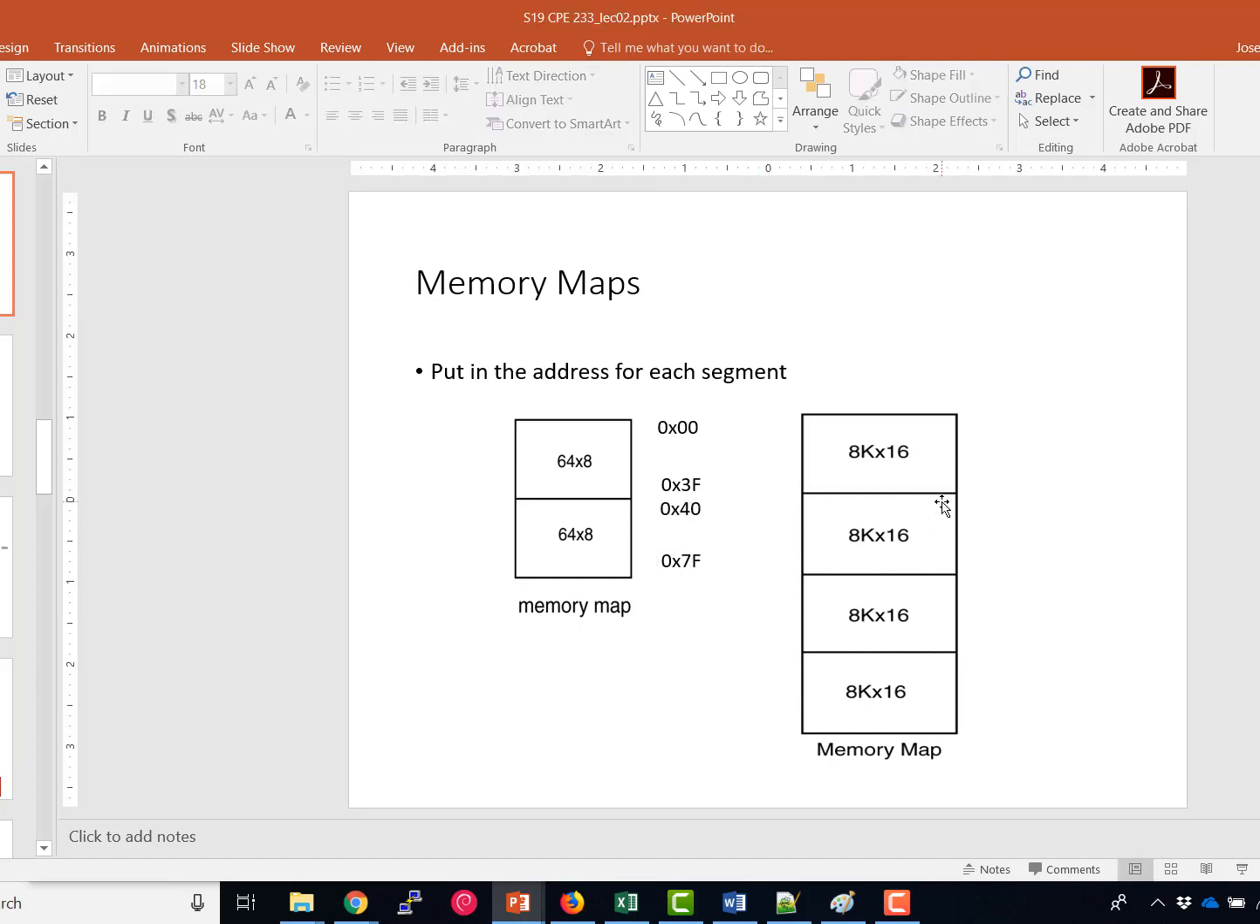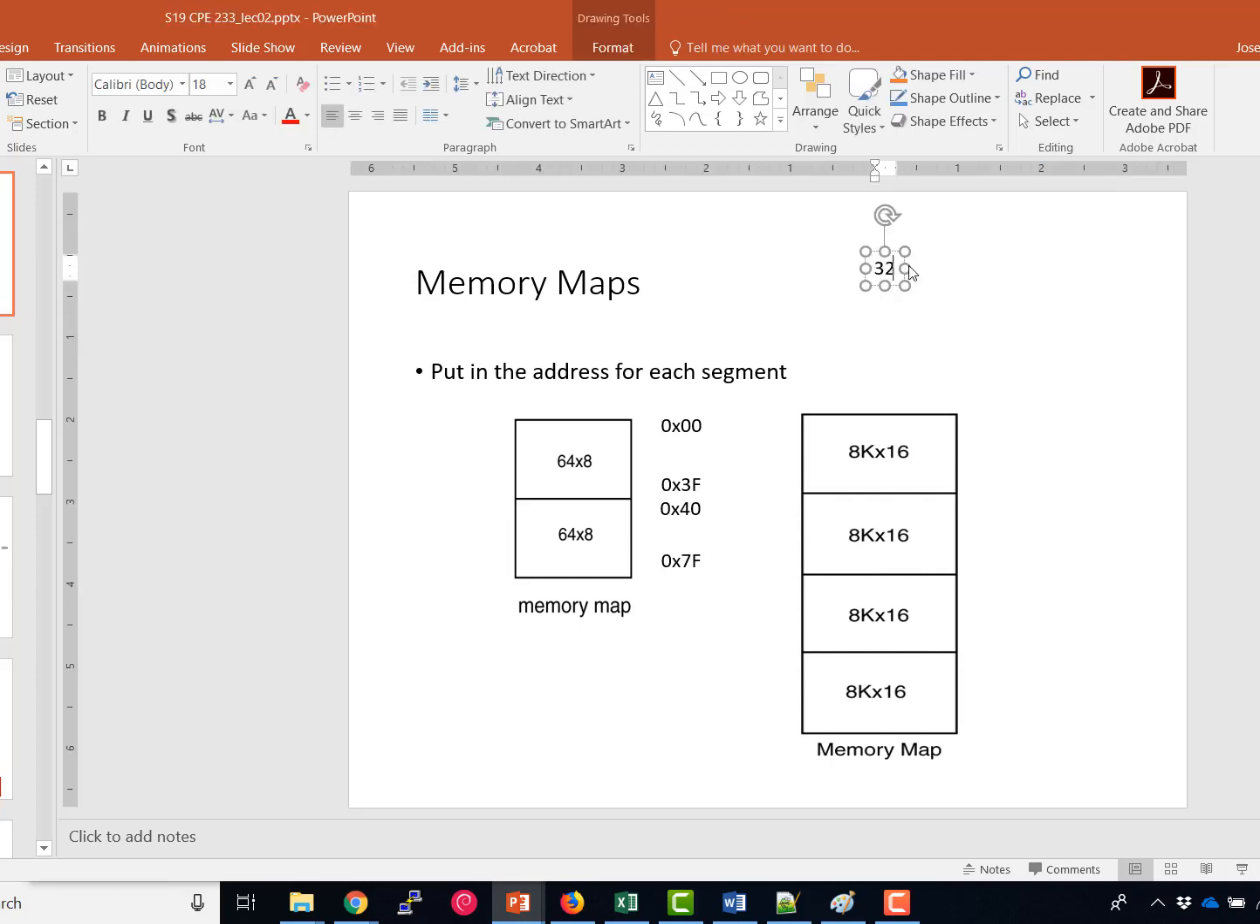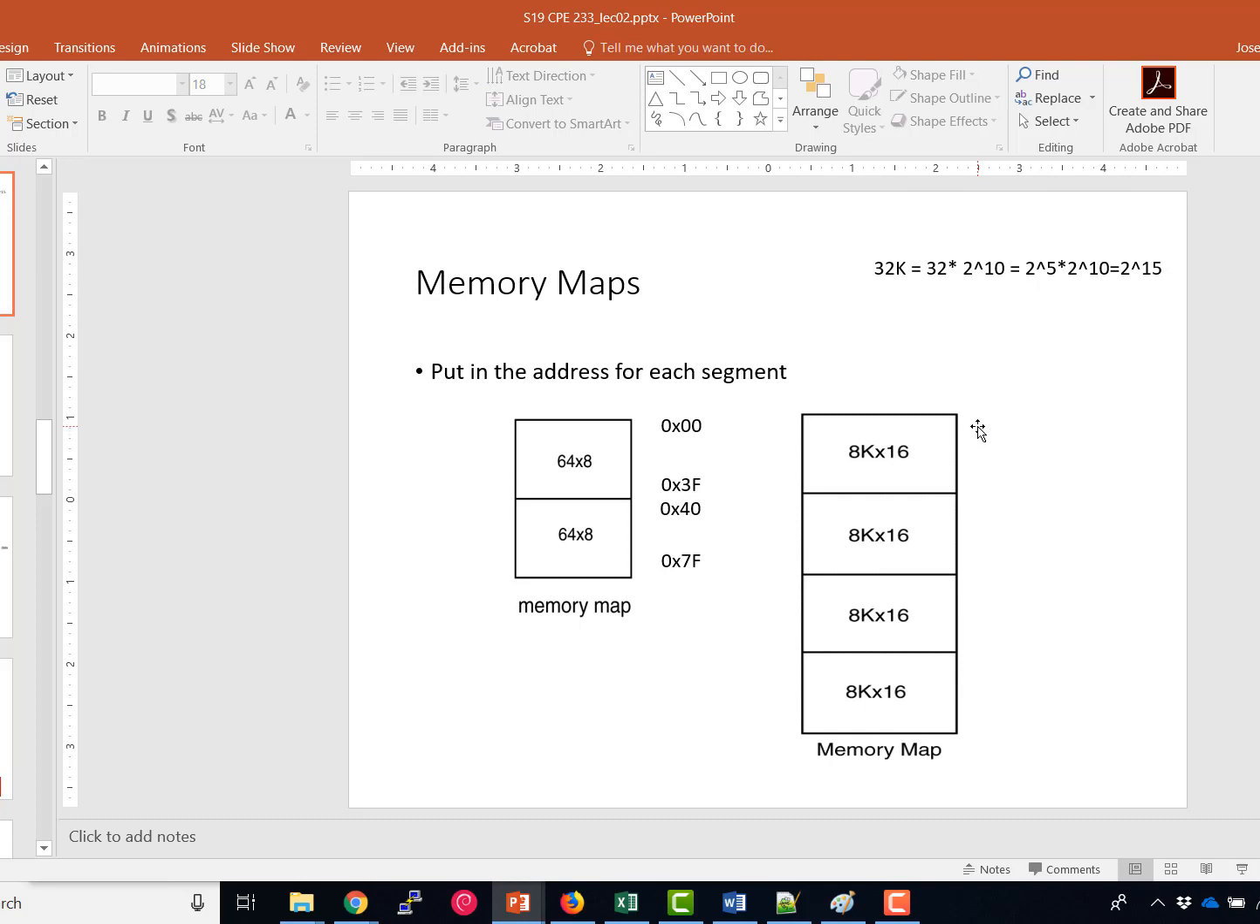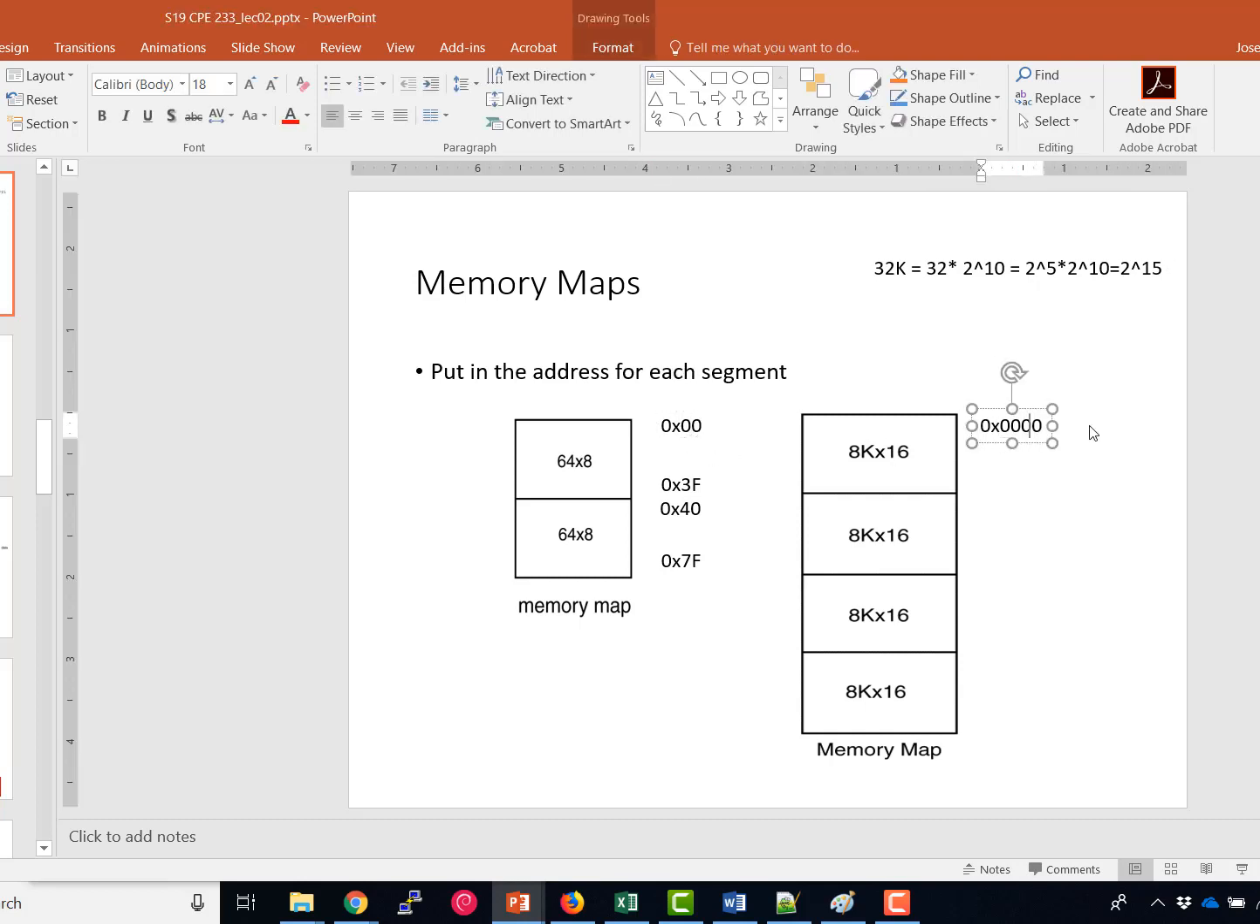Now, for the 32K by 16 memory, how many bits of address am I going to need? Well, 32K is equivalent to 32 times 2 to the 10. 32 is 2 to the 5, so that's 2 to the 15. So I'm going to have 15 bits of address for this 32K memory. The first chip will again start at address 0. I have 15 bits, so I'll have 4 hex digits.